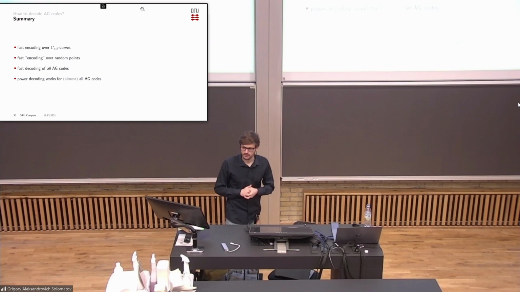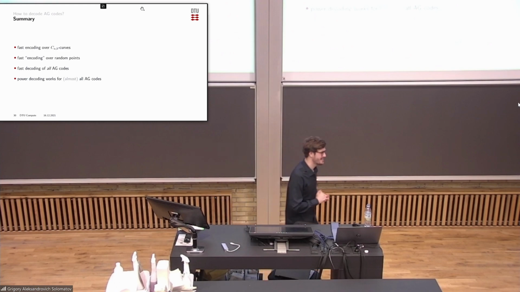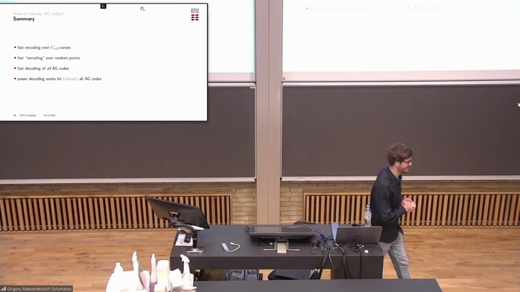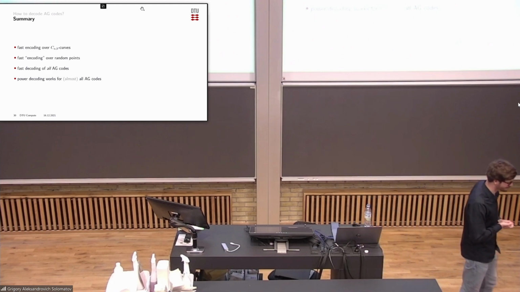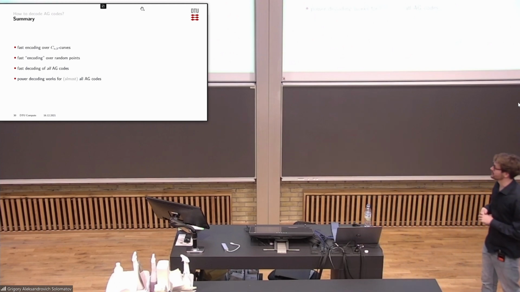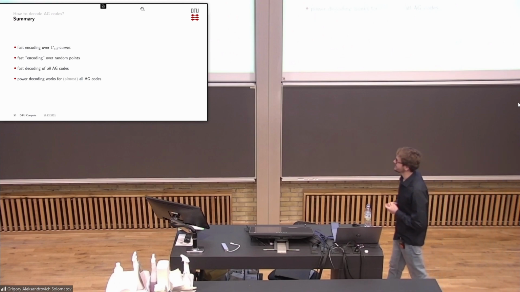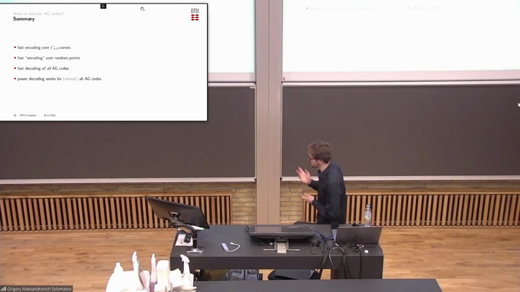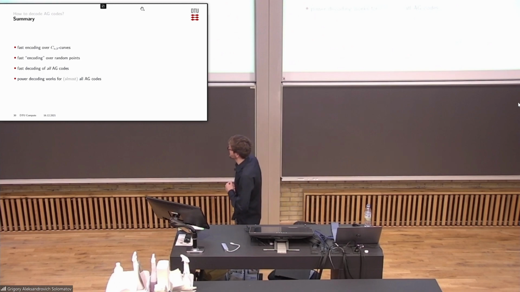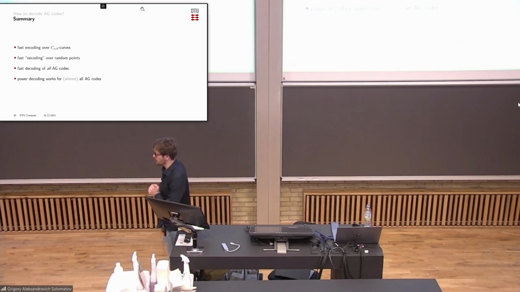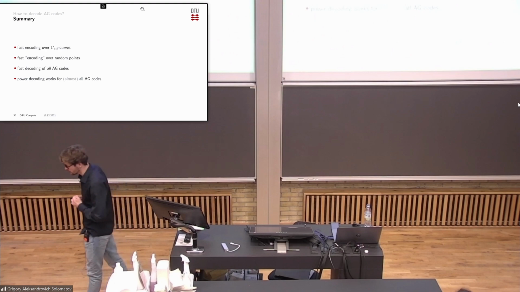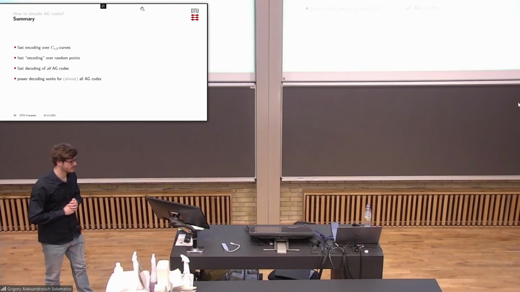It's not unimaginable that you could use this for encoding CAB codes over CAB curves. But we don't know how to do it yet. And the third point was the one that I was just talking about, that we can decode all algebraic geometry codes fast. This is a very powerful result.